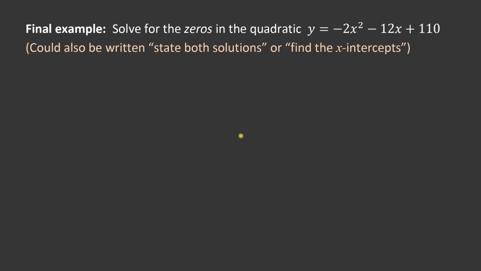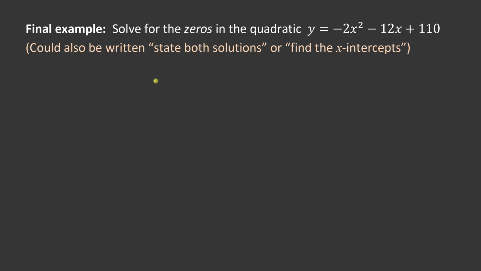Okay, one final example here, just to make sure we know what we're doing and sort of covering all our bases here. I've got this quadratic y equals all of this junk, and we've been asked to solve for the zeros of this quadratic. It's not already equal to 0, it says y equals. This could be written as state the solutions, state the x-intercepts, what are the zeros, different ways to say it.